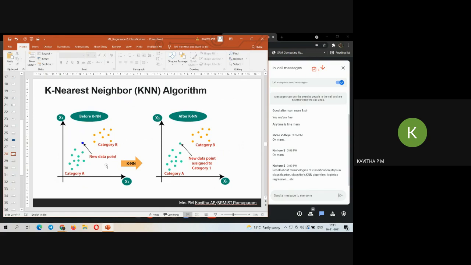Before the KNN classifier, there is a point picturized as a blue dot, and we need to identify which category this particular dot belongs to. Say we have some green dots in category A, and yellow dots in category B, and a new data point in blue color. We need to identify which category this blue point comes under.